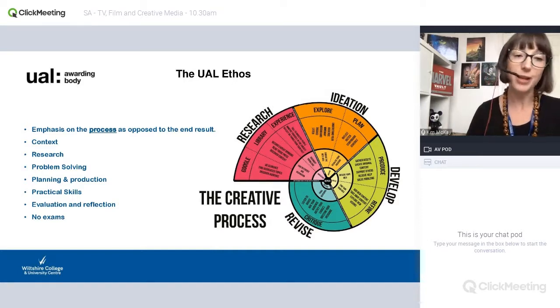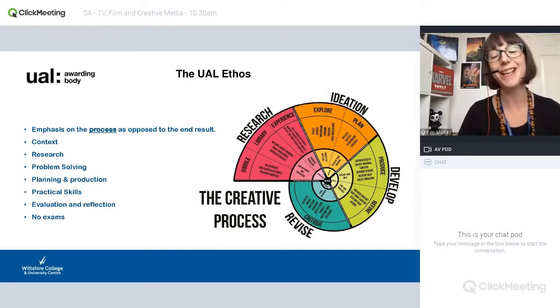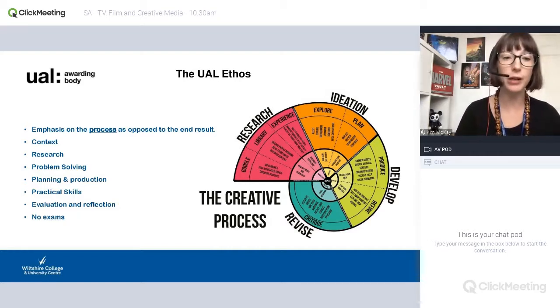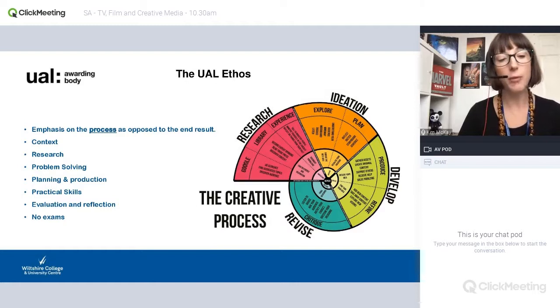The big highlight on that slide probably is the no exams. Okay, and that is the one benefit that we do have. Everything is based on coursework in your digital portfolios. There are no exams at the end, which I think is fantastic.